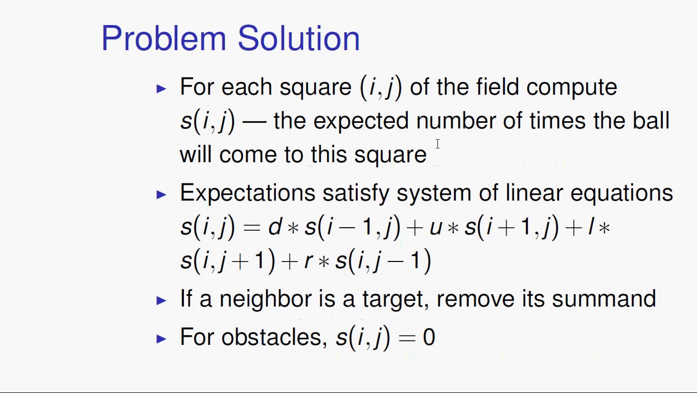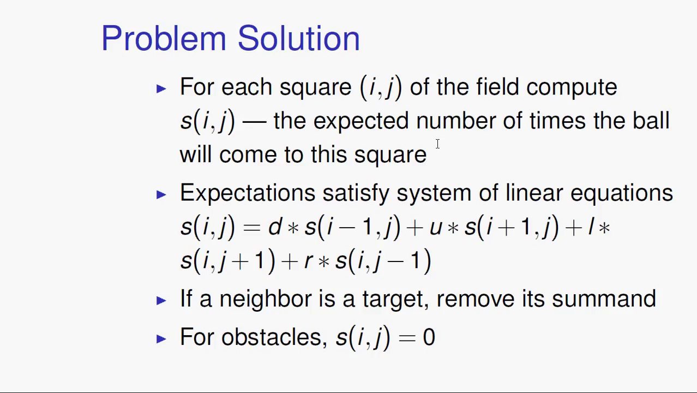So the solution goes like this. For each square ij of the rectangular field, we will compute S of ij, which is the expected number of times the ball will come to the square. Of course, the ball can never reach some squares, it can come once or more into the other squares, and for each square independently we will compute the expected number of times the ball hits this square. To compute those expectations, we will have to solve a system of linear equations.